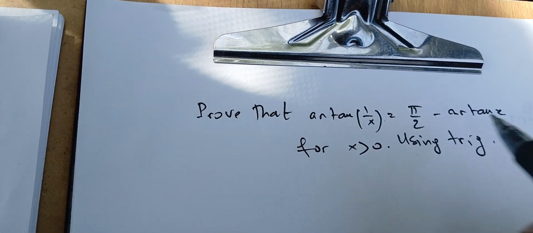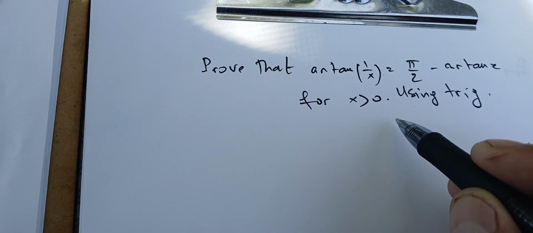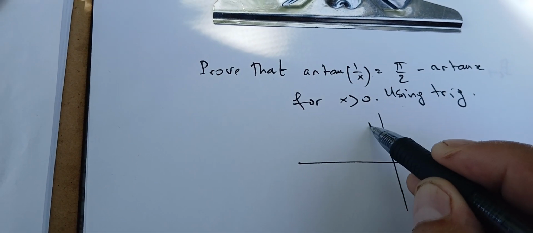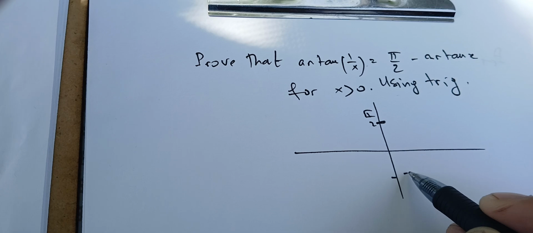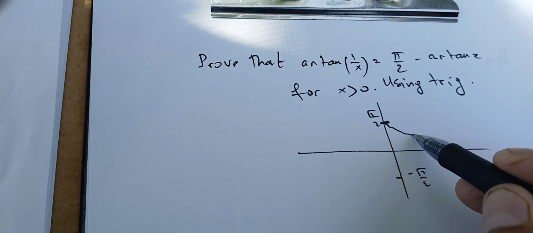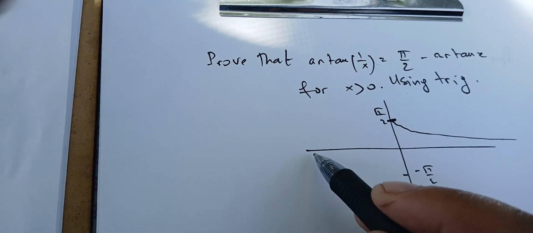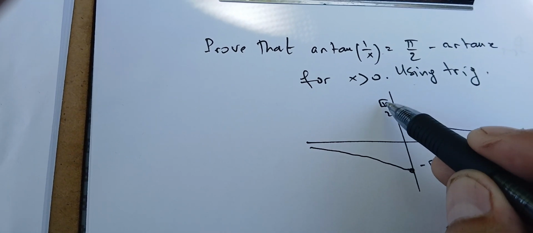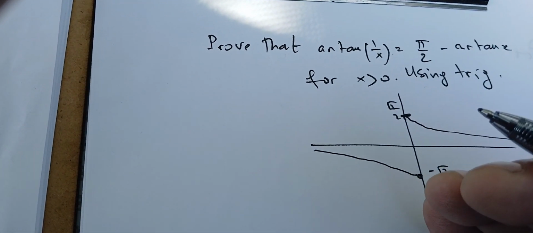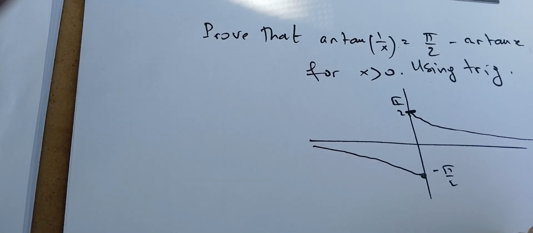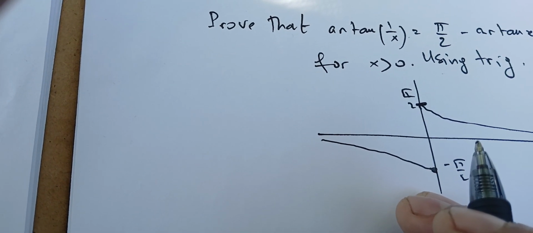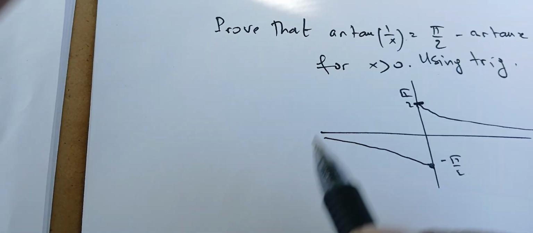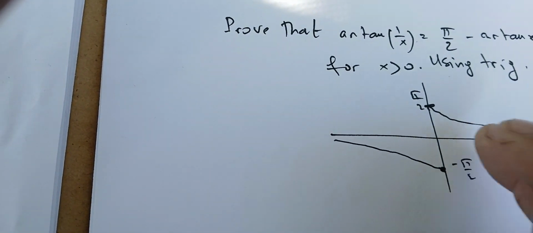And the key idea is that the arctangent of 1 over x is going to be between these two values. It has a limit of pi over 2 as x goes to 0 from the right, and minus pi over 2 as x goes to 0 from the left. So this is the arctangent of 1 over x. In our case, we note this one, we're going to use it.